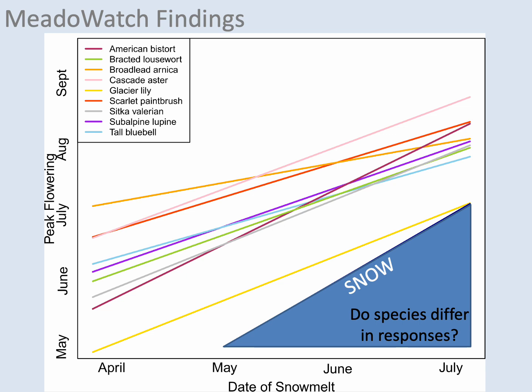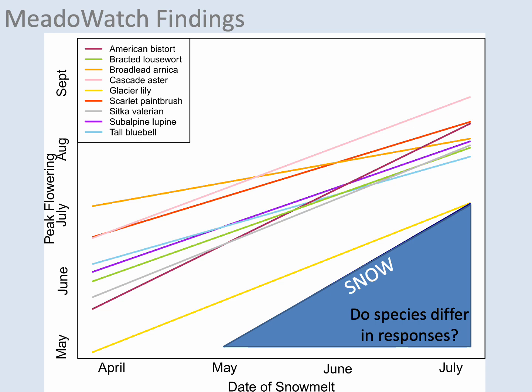However, hopefully you can also see that those lines differ in their slopes. This means that the sensitivity of these wildflower species to changes in snowmelt differs. In other words, as snow melts earlier, some species will shift their flowering more than others. And you can see that because a lot of these lines cross.